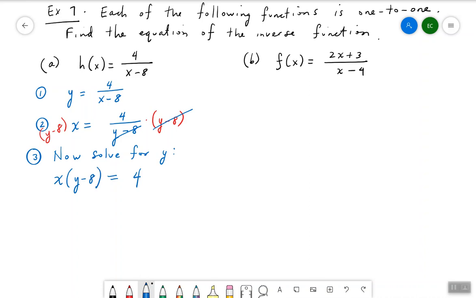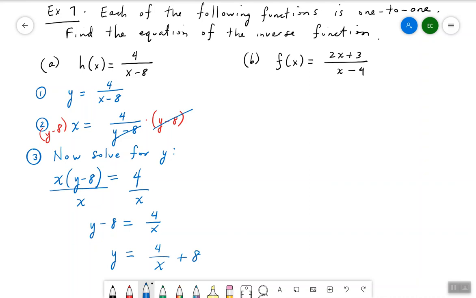And there are two ways now that you could solve this. Probably the quickest way, maybe the most elegant, would be just to divide the x off. And so the x's cancel, and you're just left with y minus 8 equals 4 over x. And then if you add 8 to both sides, you get 4 over x plus 8.